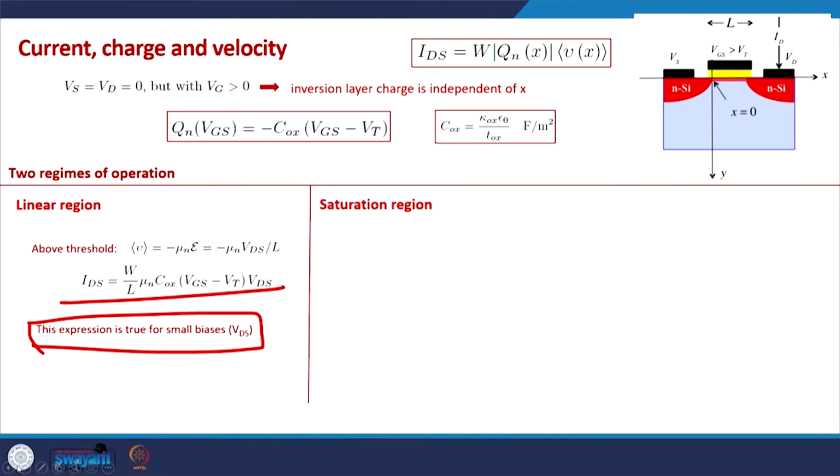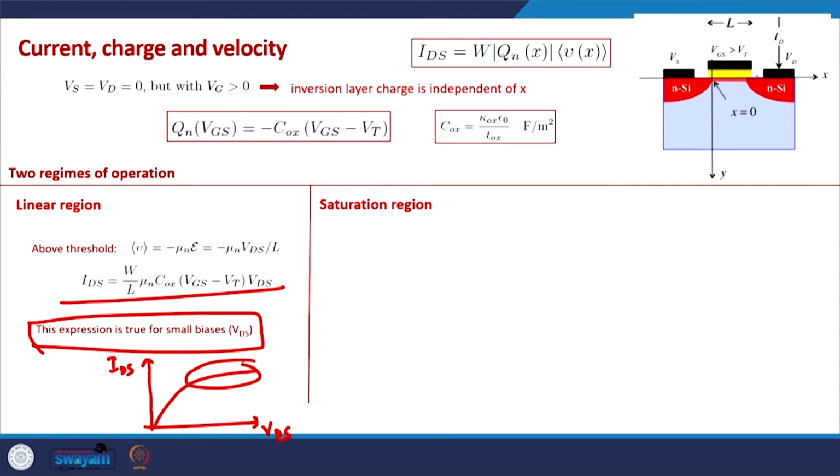In the saturation regime, when VDS is no longer small, and we have seen while discussing the output characteristics, IDS versus VDS, that this regime is known as the saturation regime. And we have also discussed that there could be two reasons for this saturation. One is in the small channel MOSFETs, this might be because of the velocity saturation, and in the long channel MOSFET, this could be because of the pinch off in the channel.